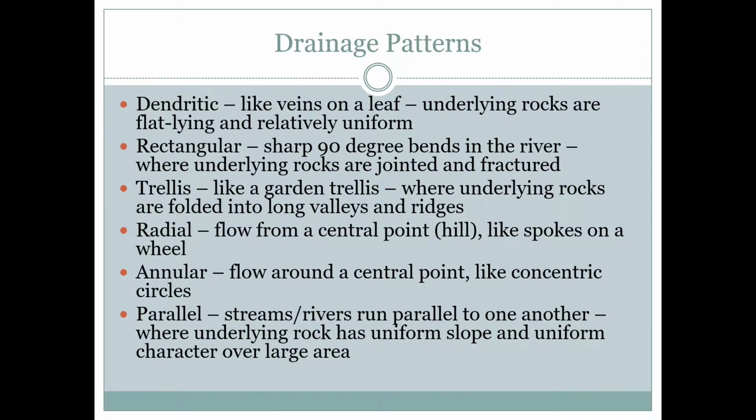Trellis drainage pattern looks like a garden trellis or a grapevine trellis. Usually when we see this, the underlying rocks are folded into valleys and ridges, like in the Shenandoah Valley of Virginia. The radial pattern, where the rivers flow from a central point, usually a hill, like the spokes on a wheel. An annular pattern is where the flow is around a central point, so it's almost like concentric circles. And then a parallel pattern is where the streams and rivers run parallel to one another. This usually means the underlying rocks have a uniform slope, uniform character over a large area.